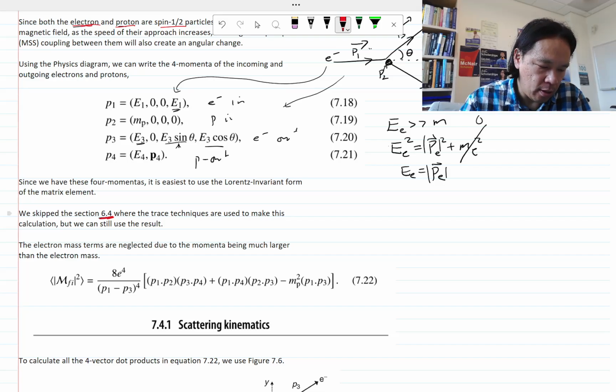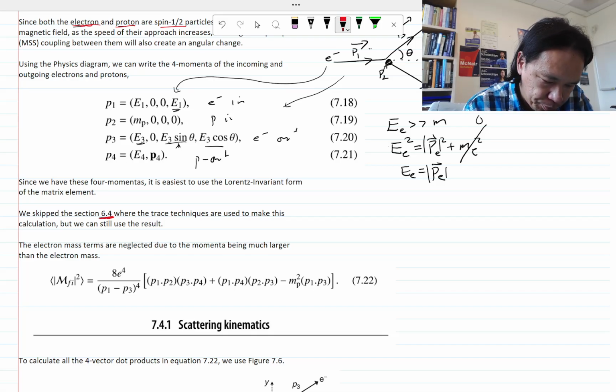That way they stay Lorentz invariant. But what we can do is we can still use this formula here, the result from section 6.4, where we basically neglect the electron's mass because it's just much smaller than the energy.